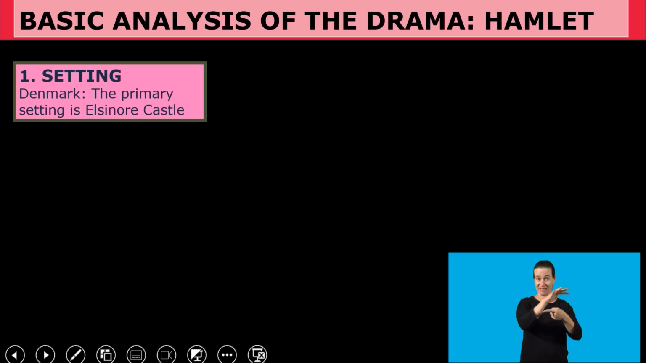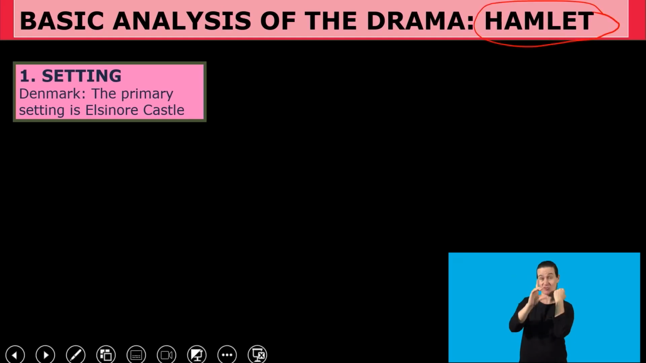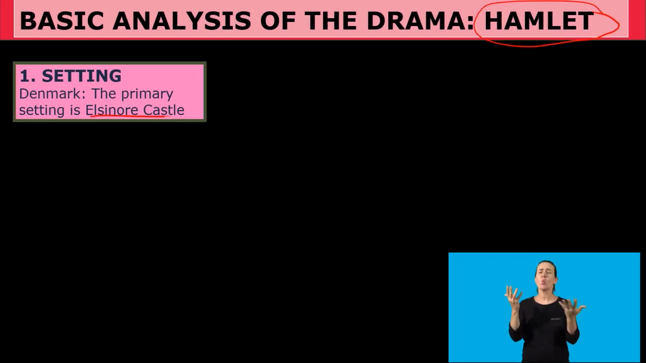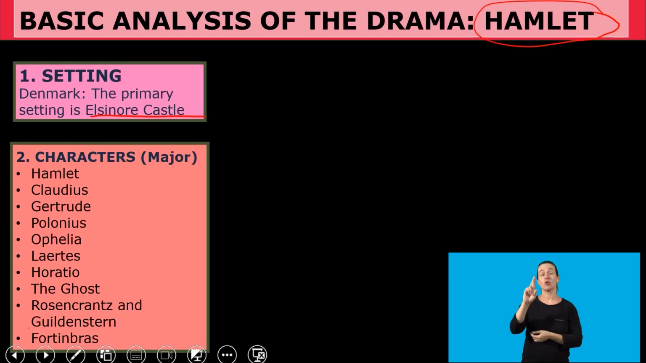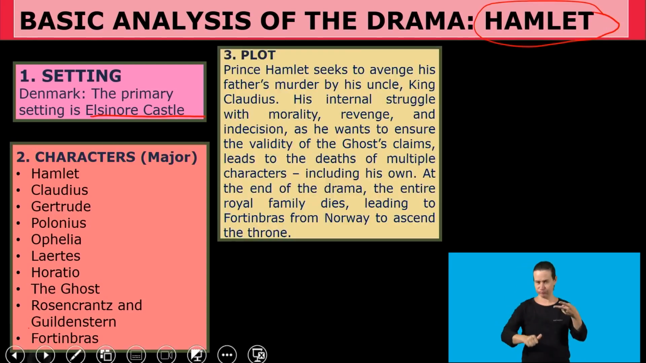The setting. The first drama that we'll be looking at is Hamlet. Hamlet is predominantly set in Denmark, and this primary setting is Elsinore Castle. These are the major characters: Hamlet, Claudius, Gertrude, Polonius, Ophelia, Laertes, Horatio, the Ghost, Rosencrantz and Guildenstern, and Fortinbras.